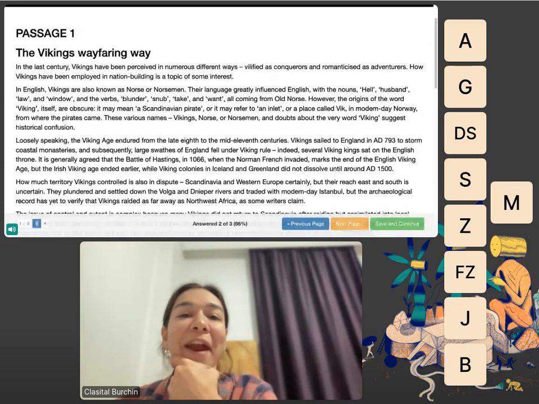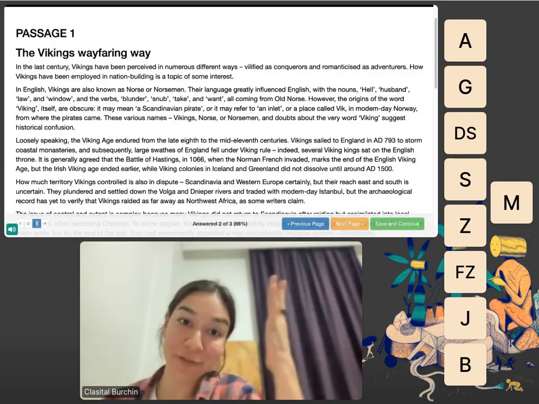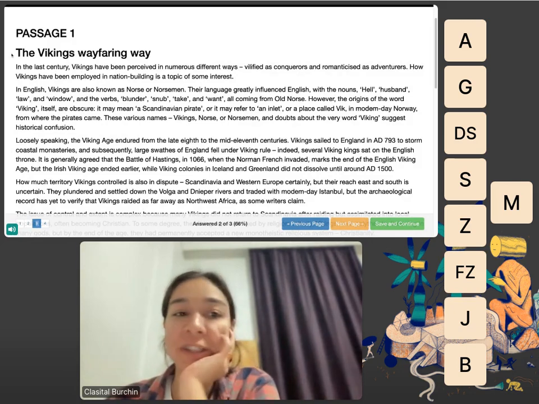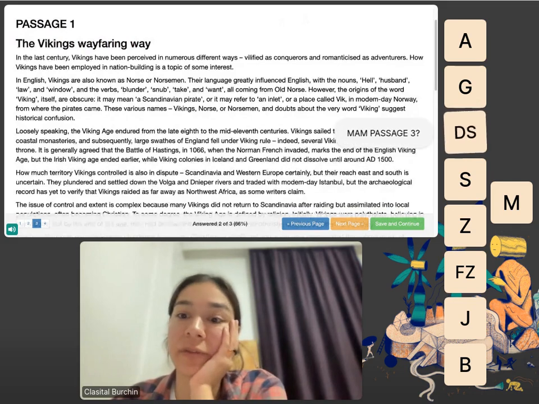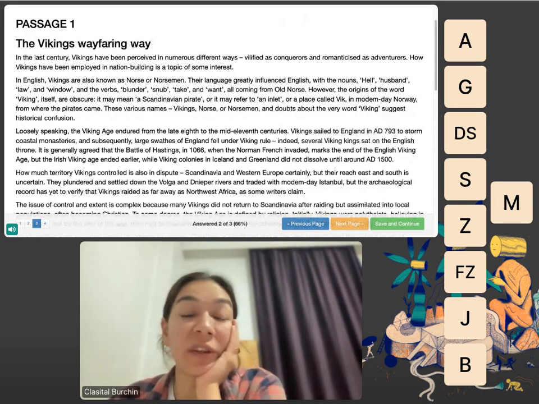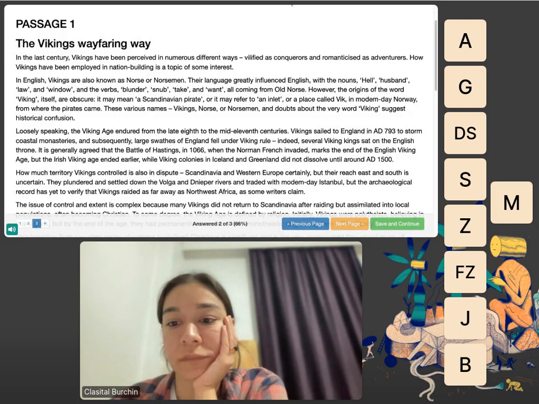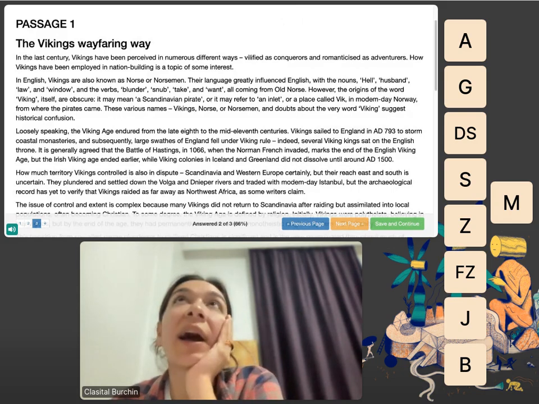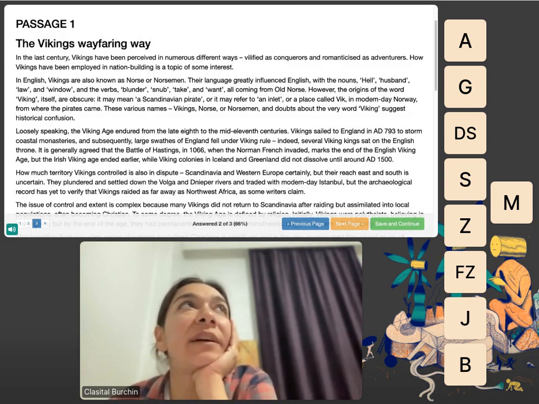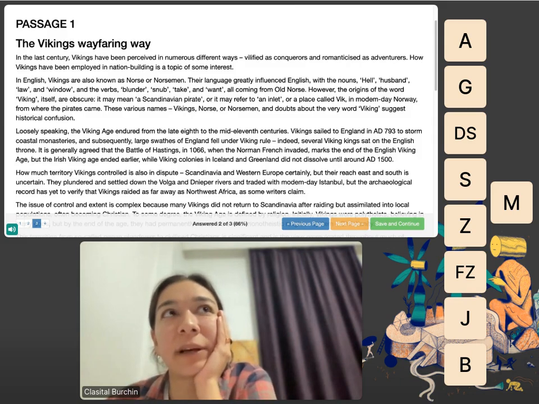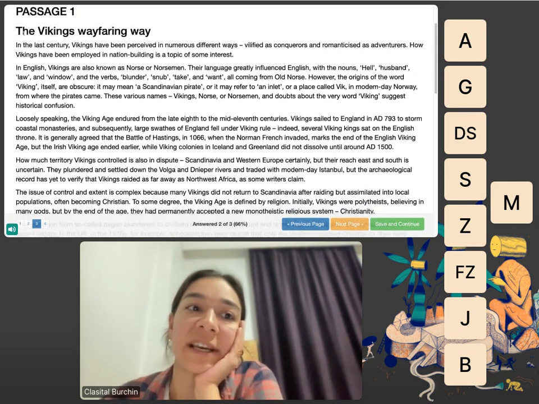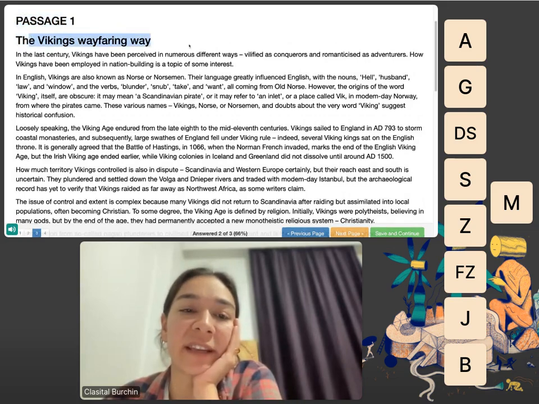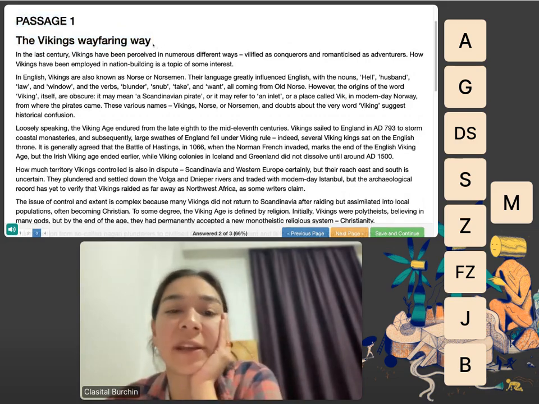Okay, now we are going to do Vikings. This is a world tour today. We are going to the desert. We are going to see some Vikings. We were in Europe. We don't have passage 3 today. Maybe I should design them like this. This one is from passage 1 too. It is the Vikings' wayfaring way.